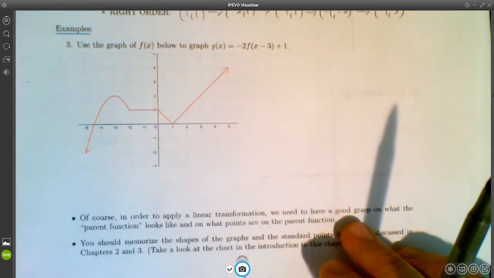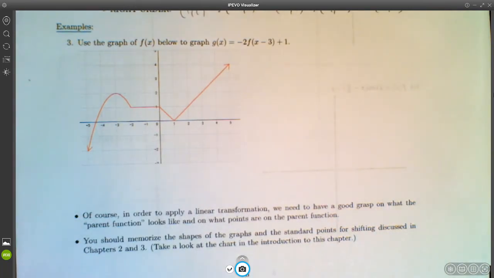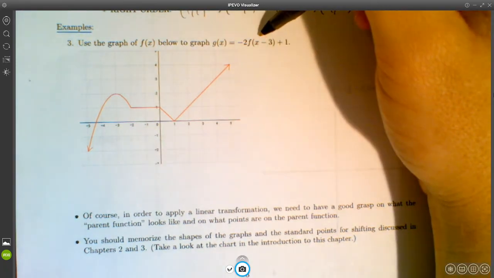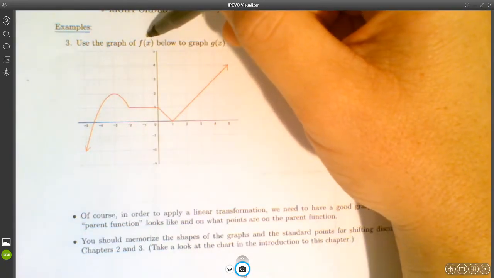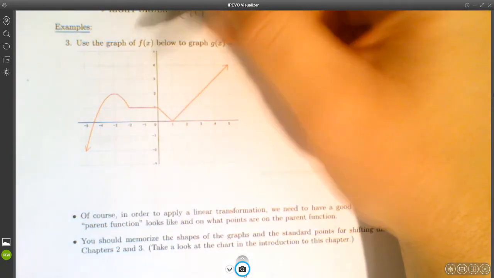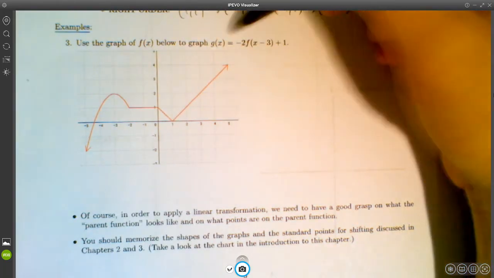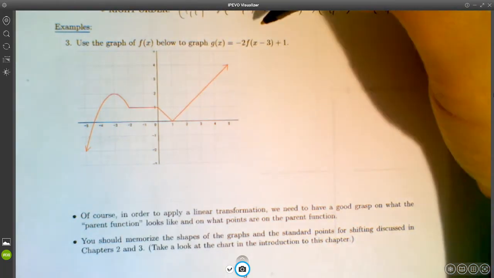Here's another example of this. It says, use the graph of f of x below to graph g of x equals -2 times f of x minus 3 plus 1. Here's a great example where we can't do method 2 because we don't even know what f of x is. We're not given what the function is. We're just given that this is what its graph looks like. So if we wanted to graph g of x, we're pretty much going to have to use method 1.